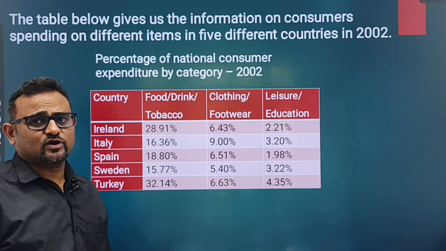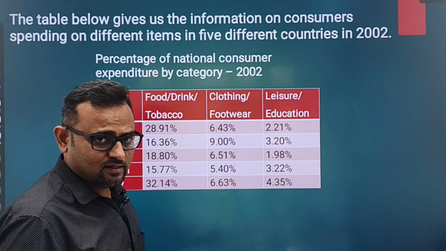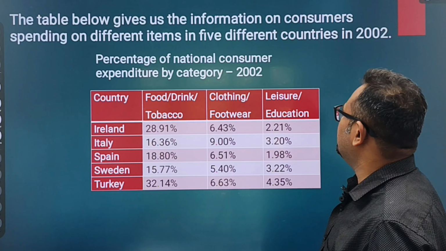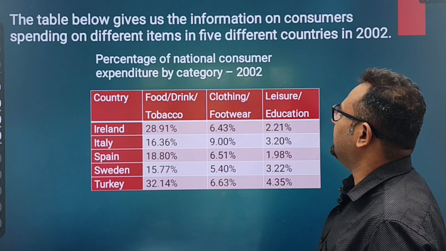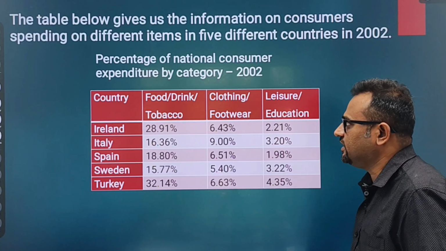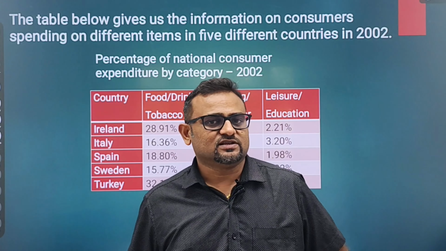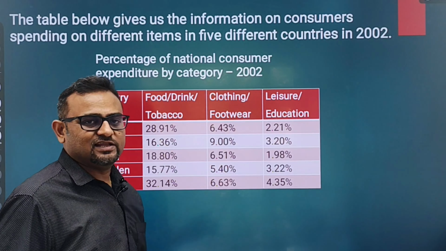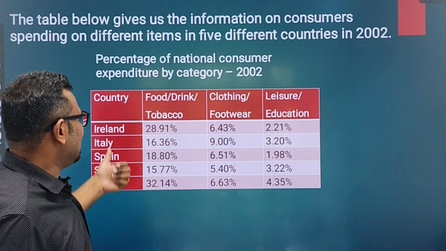So see, you can see here the example of table. The table below gives us the information on consumer spending on different items in 5 different countries in 2002. Means there are 5 different countries given and 5 categories: food and tobacco, clothing, footwear, leisure, education.